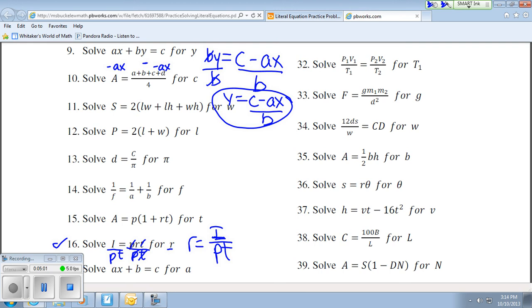I think that should help you out. So try your homework. It's just the 8 problems on the back. And do your best, and we'll check it tomorrow.